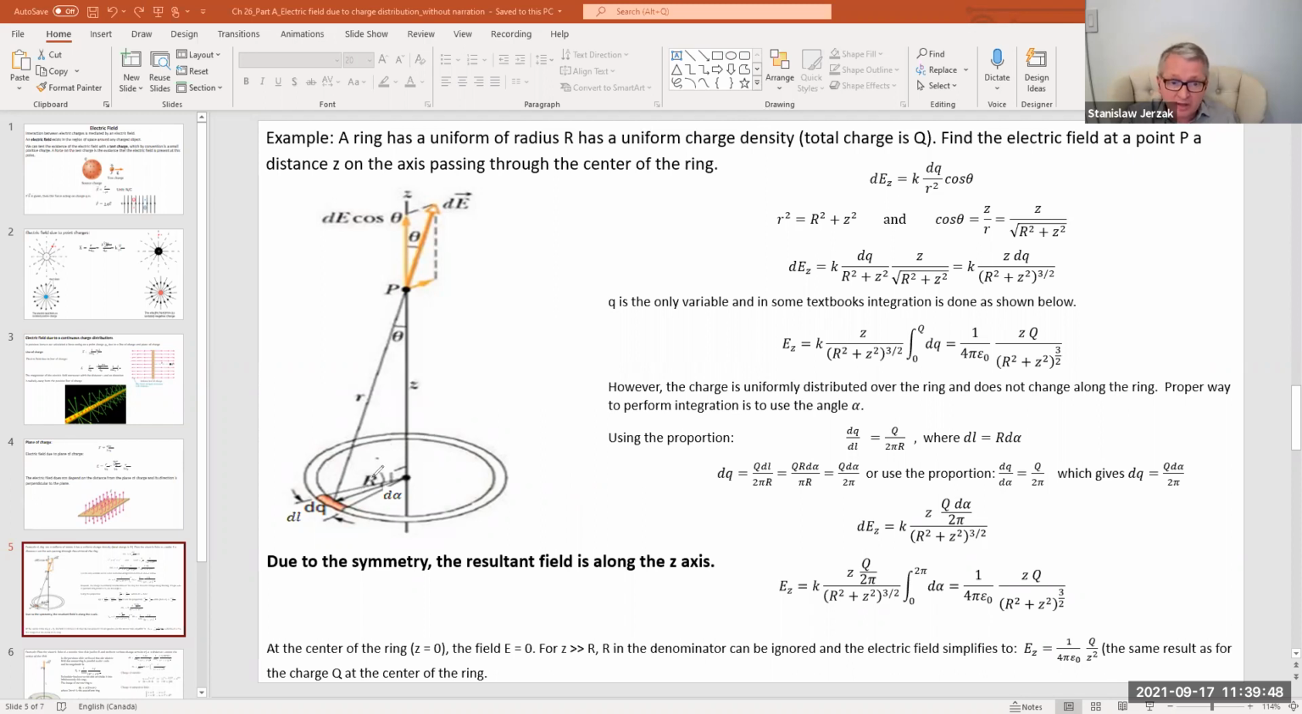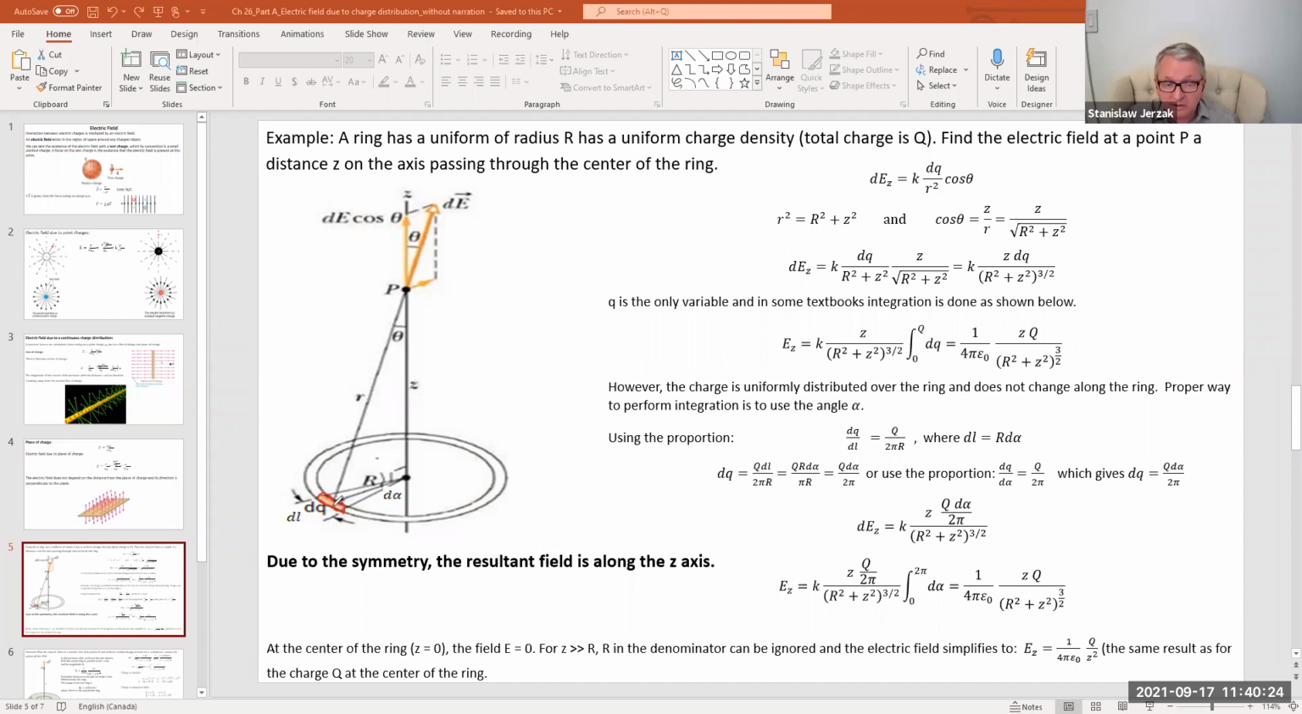Now, here's the radius of the ring, and the first part to calculate the electric field is to divide the ring into tiny elements, tiny chunks. One chunk of the charge is designated here, colored, and the charge on that element of the ring will be dq, and let's say that the length of that little chunk of charge is dl. So dq approaches 0, dl approaches 0.